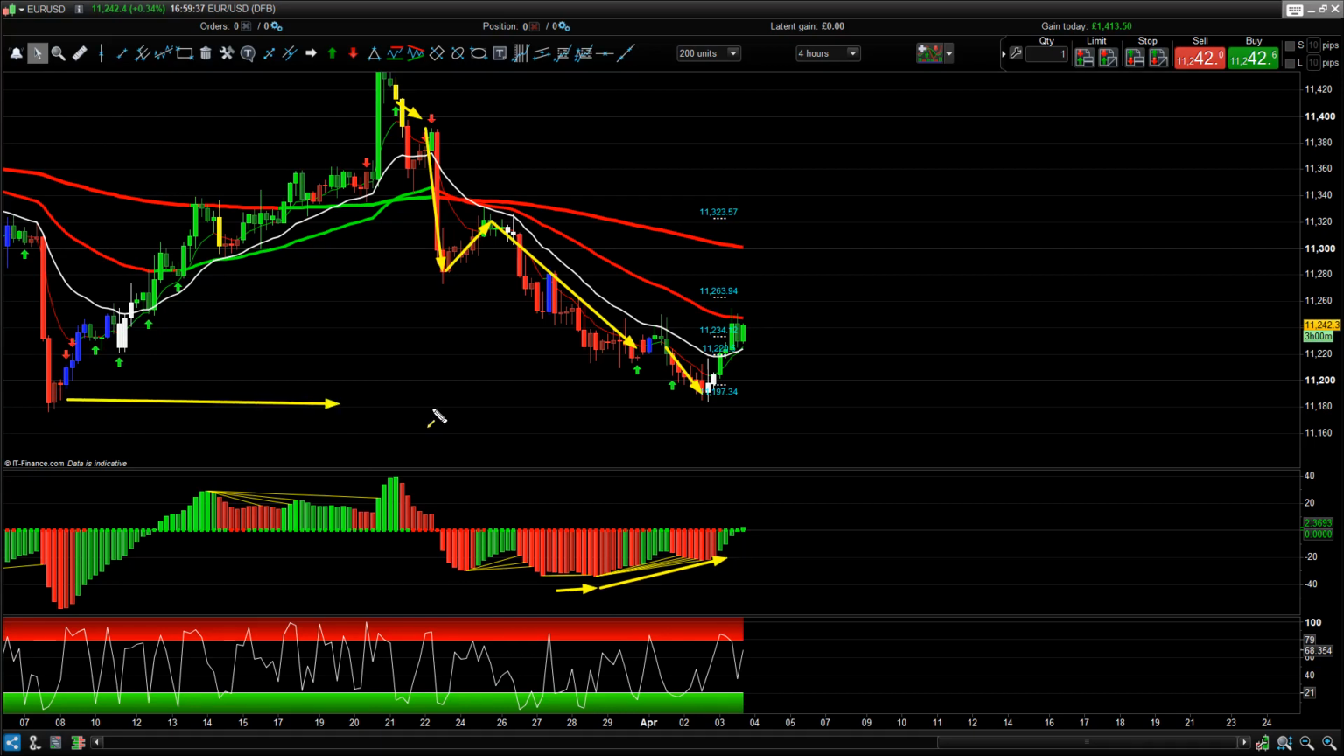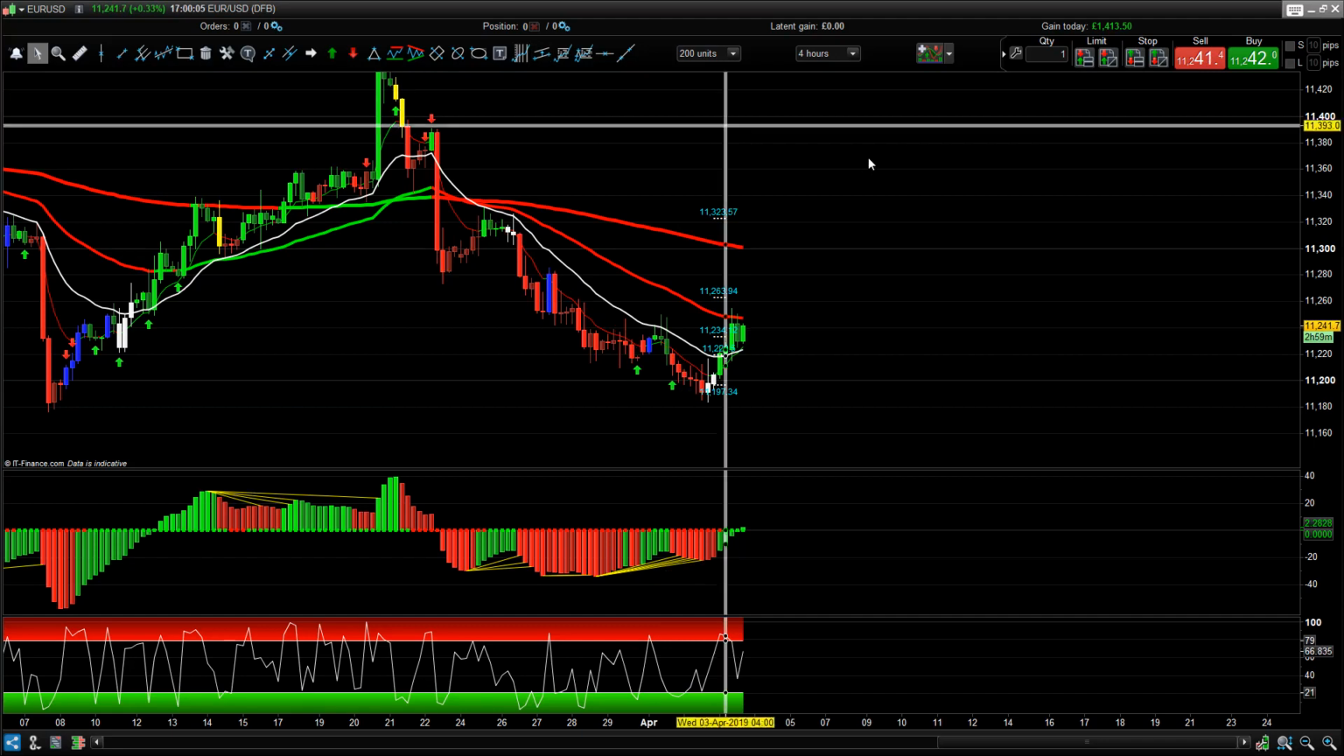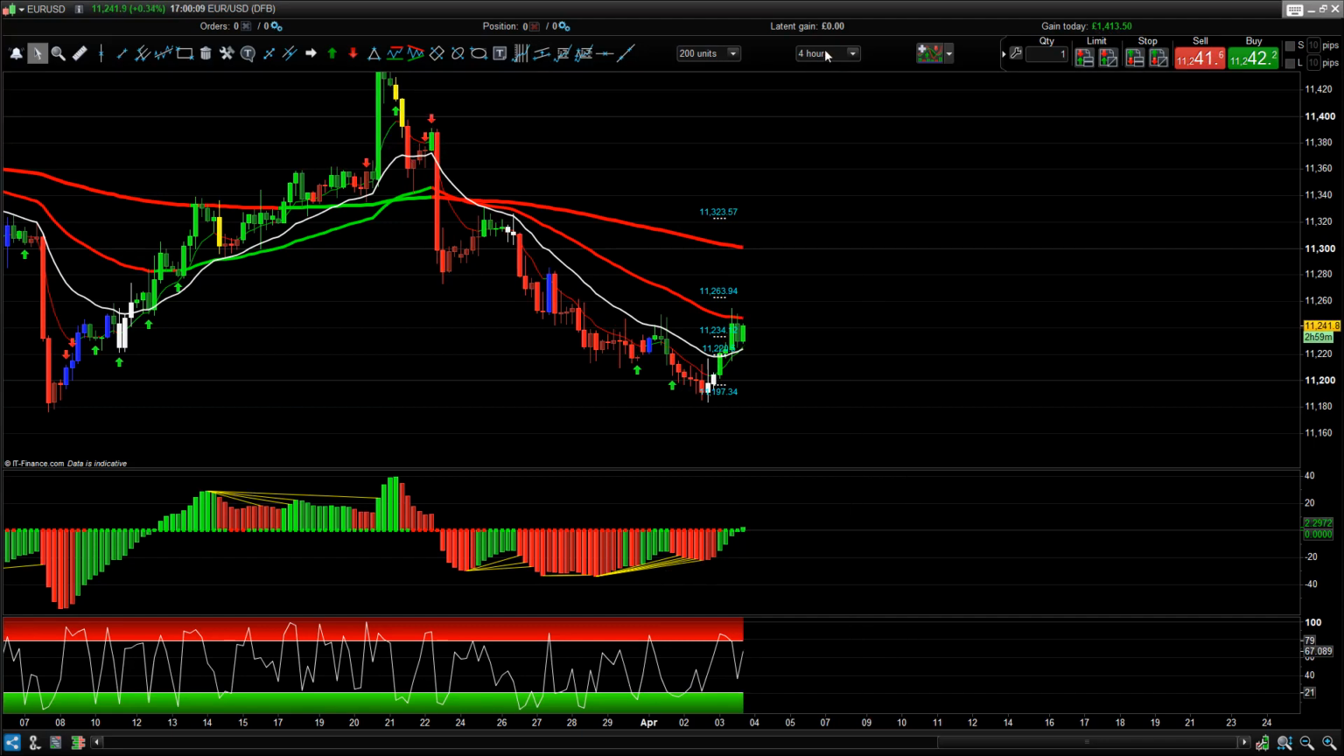So with us being at support as well as having a 2-wave long, we're at support. Okay, so we're at support. So potential reversal happening here to the upside. Then it's a case then a nice £1,400 in the bank here.